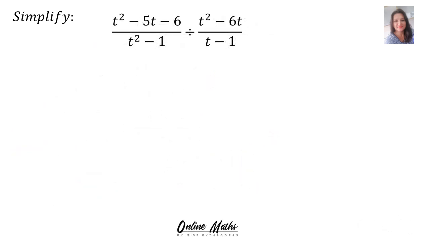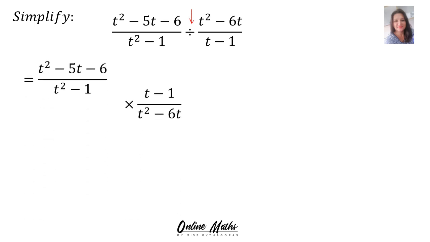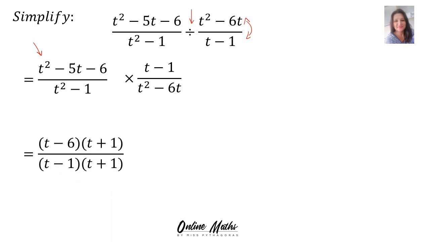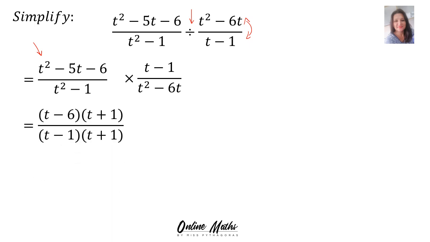Simplify. So again, there's a division. The first thing you do is change the division into a multiplication, and you swap that around. Now you deal with each one individually. So this one, when you factorize, it becomes t minus 6, t plus 1. And then at the denominator, t squared minus 1 is the difference of two squares. On the second one, the t minus 1 on top here will write with, and there you can pull out t as a common factor, and you're left with t minus 6.